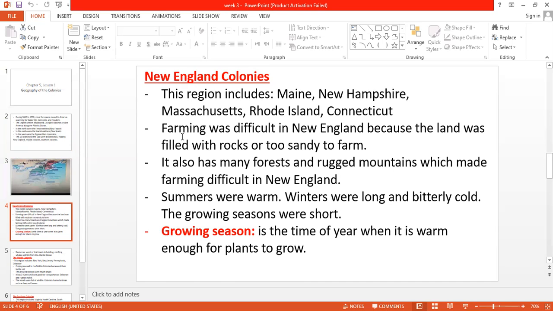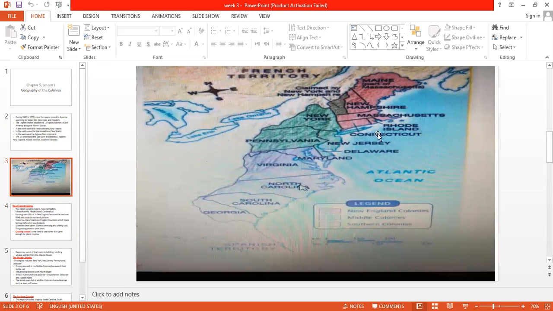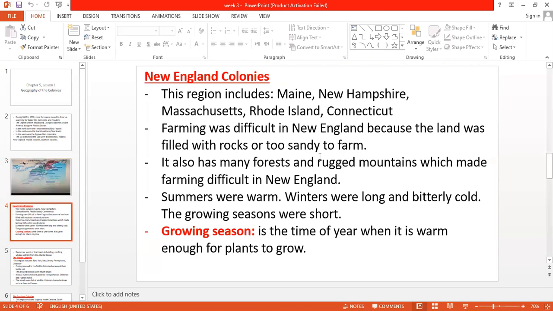Okay, farming, guys, in New England was very difficult. Why? The land of this area, the New England colonies, is too sandy and full of rocks. That's why they couldn't farm this land. So farming was difficult in the New England colonies because the land was filled with rocks and also very sandy.